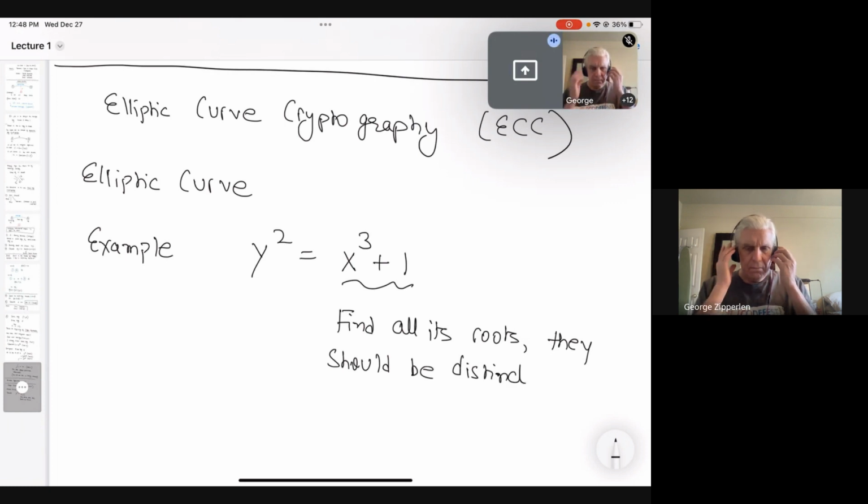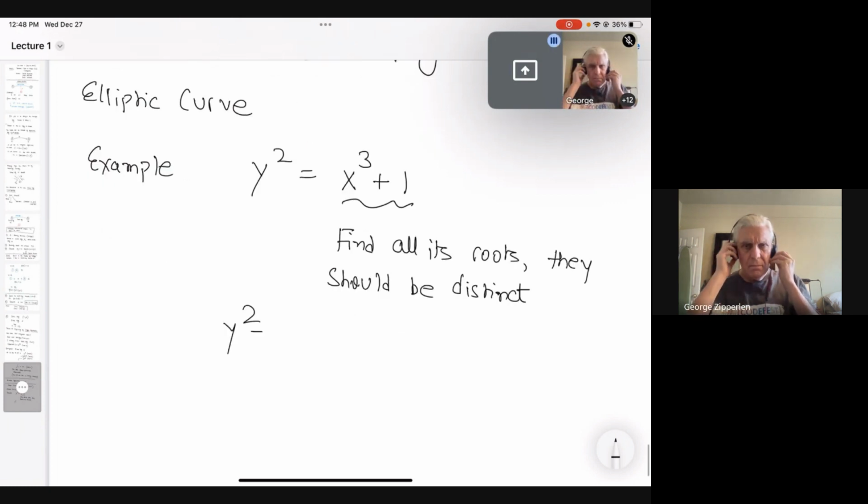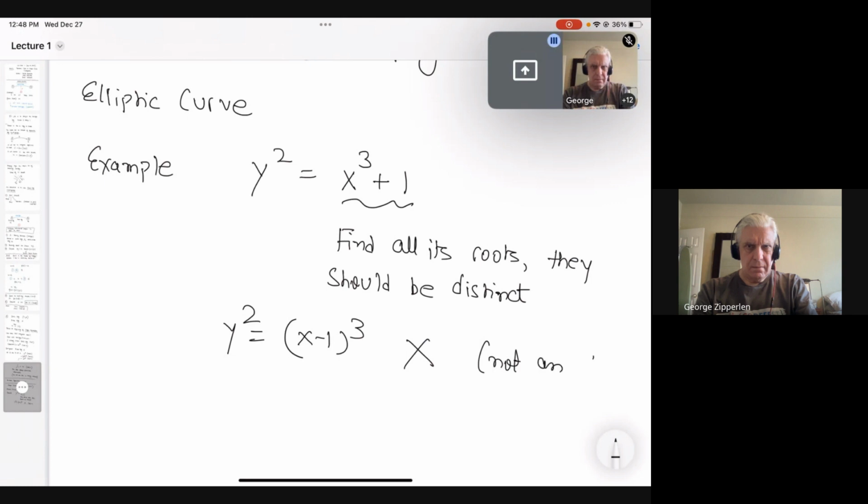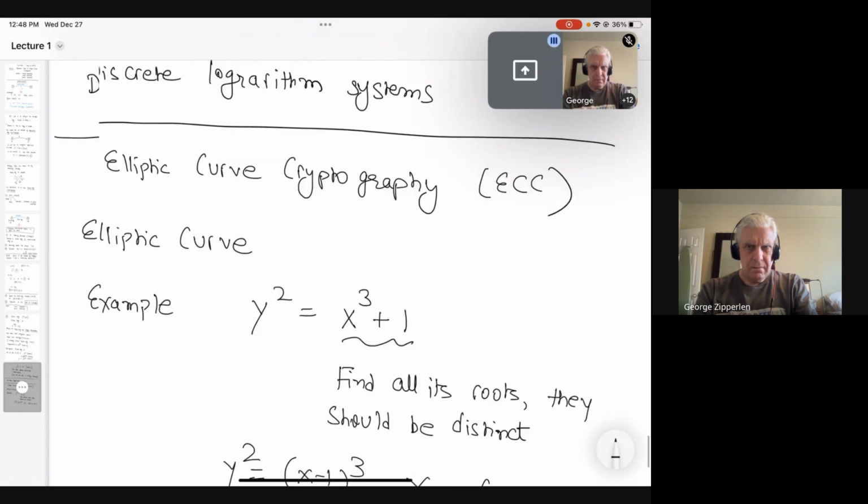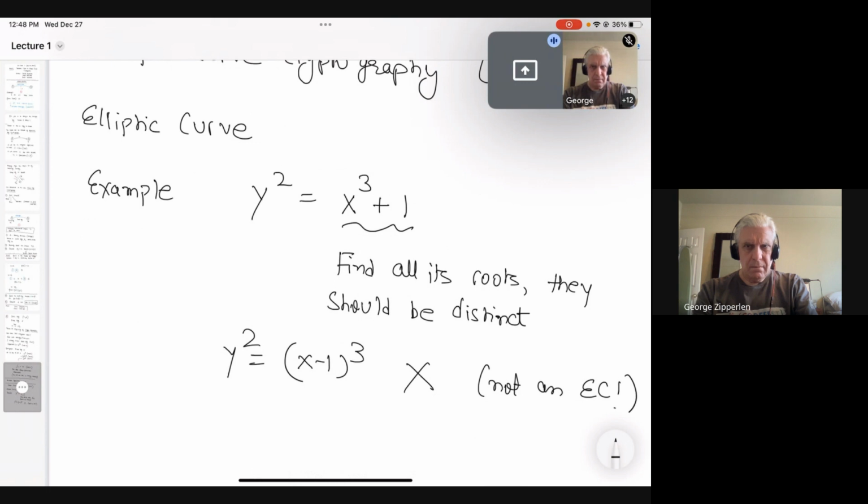Like, if somebody says y squared equals (x minus 1) cubed, that is not an elliptic curve. This is some curve, but it is not an elliptic curve, because (x minus 1) cubed has repeated roots, right? x equal to 1 occurs 3 times. So for an elliptic curve, the equation should have y squared equal to a cubic, and the roots of that cubic should be distinct. For example, x cubed plus 1: what are its roots? You take the cube roots of minus 1, and they are all distinct.